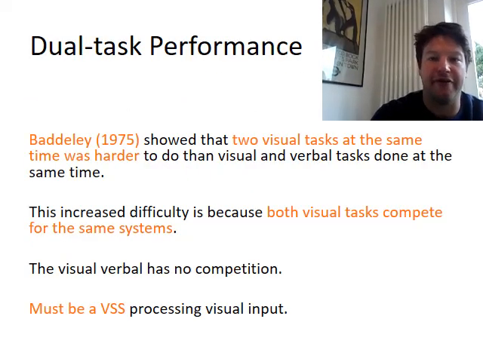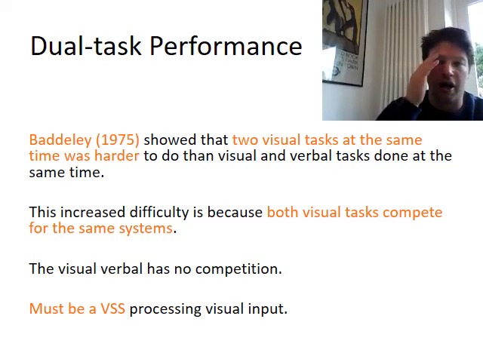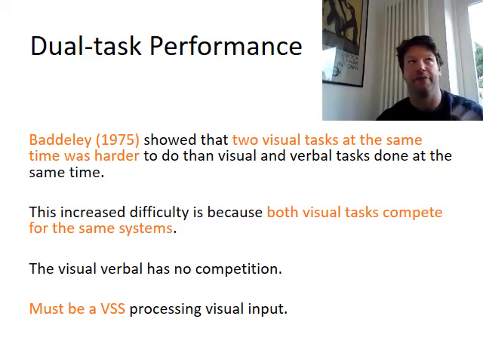Okay, so some other evidence for the existence of separate stores within the short-term memory comes from what is called a dual task study or dual task performance. Baddeley, 1975, showed that two visual tasks at the same time was harder to do than visual and verbal tasks at the same time. So to give you what that means is picture the working memory model.